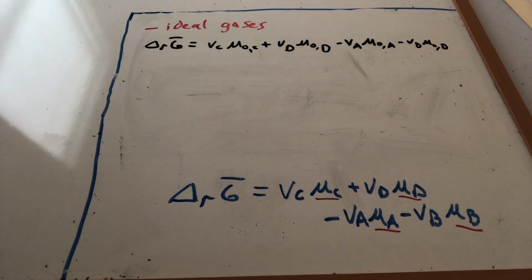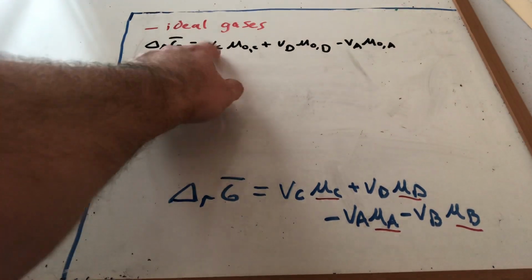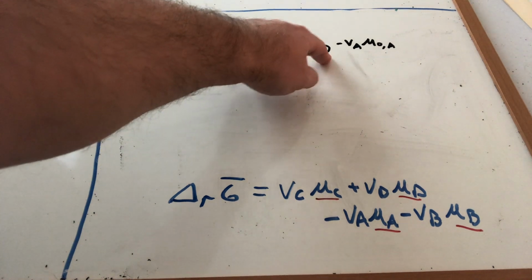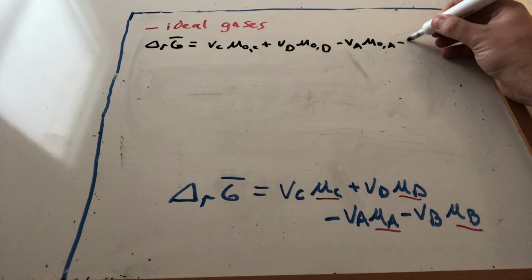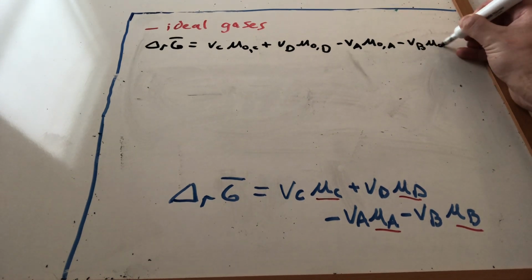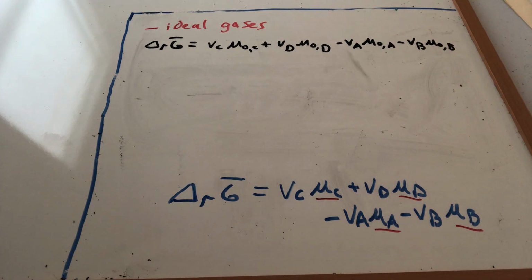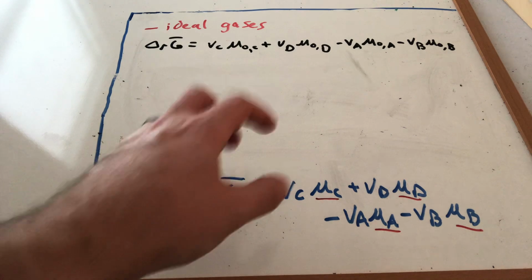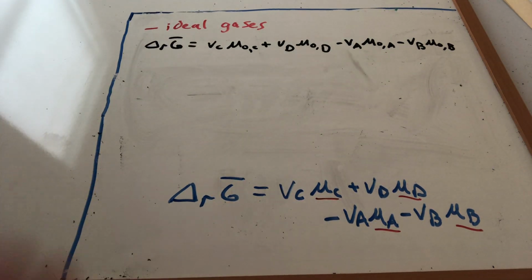Oh, sorry. This is a B at the end. Let me say it one more time for you guys. VC mu naught for C plus VD mu naught for D minus VA mu naught for A, right? Minus VB mu naught for B. You could keep these naughts as superscripts too, all right? It doesn't really matter. Each one of these terms comes from that first mu naught term, but then each one of these, remember, also had a natural log associated with it.